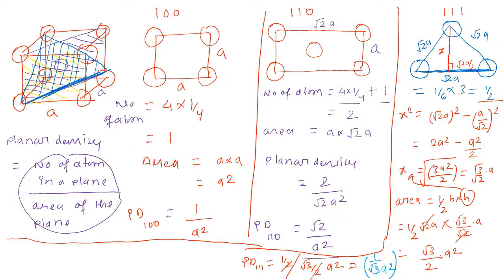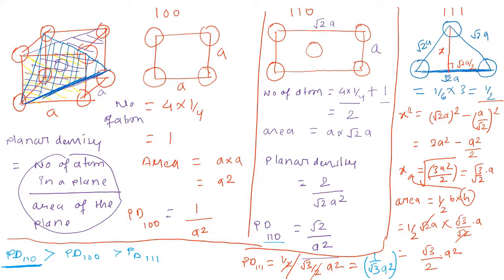So the closest packed plane is 110. What we can say is the planar density of the 110 plane is greater than the planar density of 100, then the planar density of the 111 plane. So the closest packed plane in case of BCC is 110. Actually, BCC is not the closest packed unit cell, but in the configuration of BCC the closest packed plane is 110.